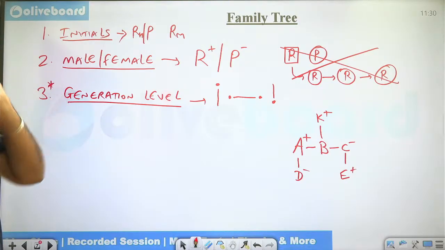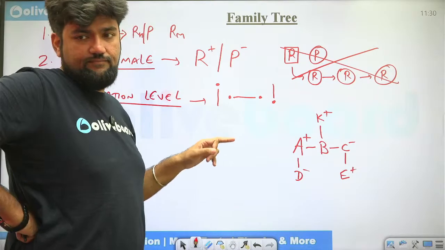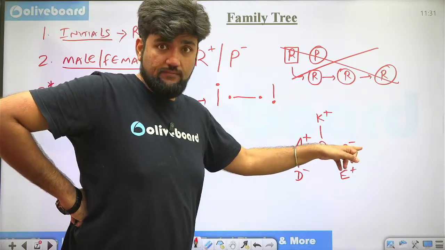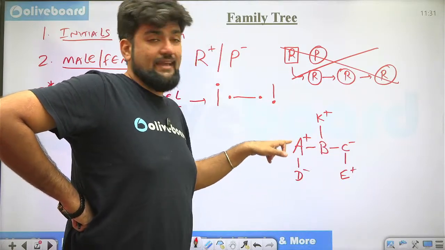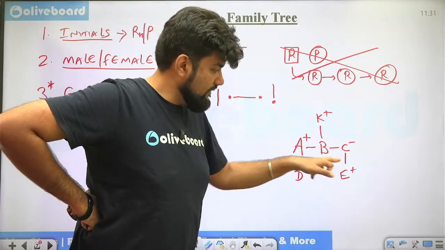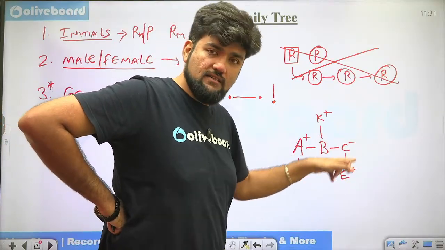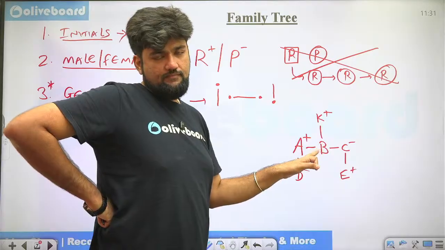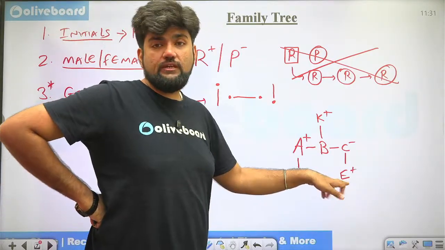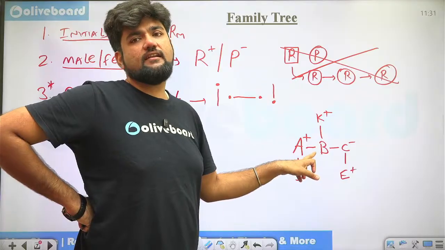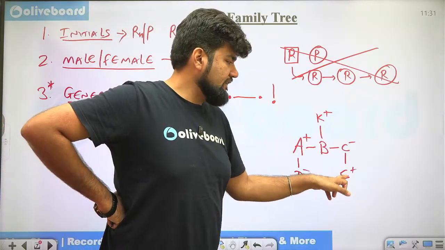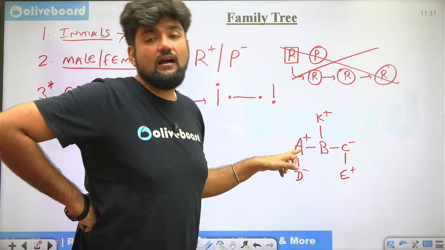Right? Now, how is D related to C? So C's brother's daughter. So D is the niece of C. How is E related to A? A's sister's son. E is the nephew of A. How is E related to B? B's sister's son. E is the nephew of B. How is B related to E? Cannot be determined. B's gender is unknown. Okay. How is A related to E? E is mother's brother, so maternal uncle.